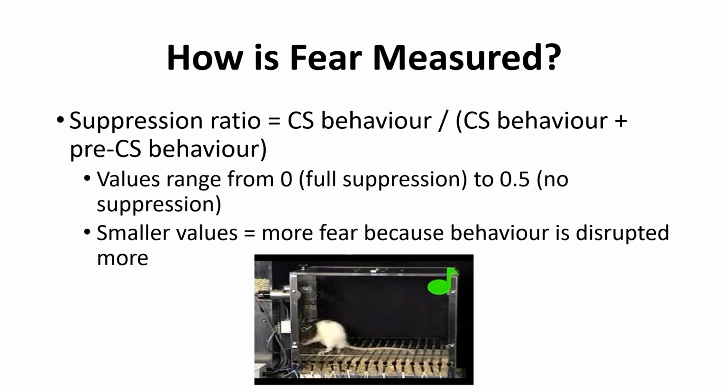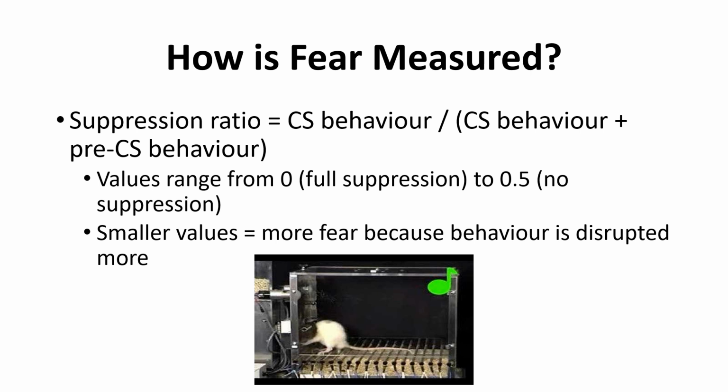And you would see reduced responding to that lever pressing if they're showing some kind of fear response. And so these values, if we calculate out a suppression ratio, can go anywhere from 0 to 0.5, 0 meaning that there is complete suppression, and 0.5 meaning that there's no suppression at all. Smaller values closer to 0 mean more fear because there is more behavior being suppressed. There's more of a disruption of their natural behavior.